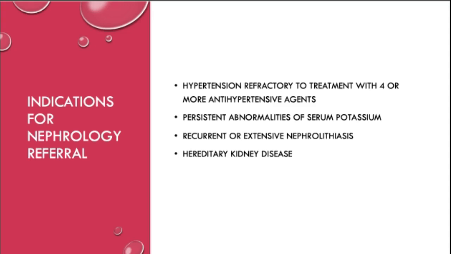I would argue that they would need to see a cardiologist as well for that. But if it's stemming from their chronic kidney disease, then they need to have nephrology involved as well. If they have persistent abnormalities with their potassium, if they have chronic or recurrent kidney stones, or if they have a hereditary type kidney disease, then those would also be indications for a nephrology referral.